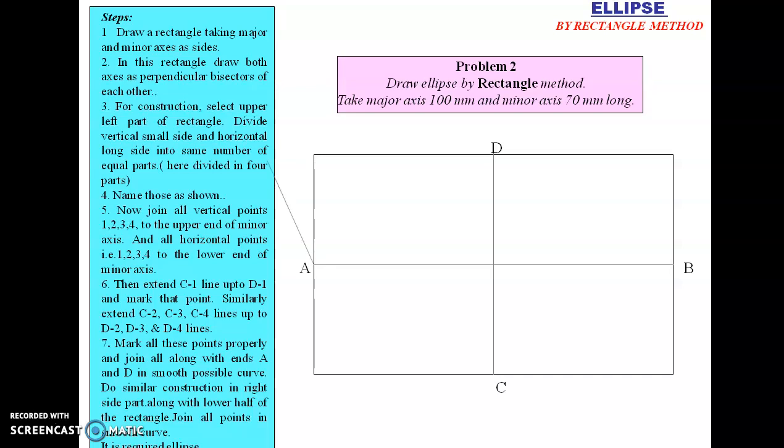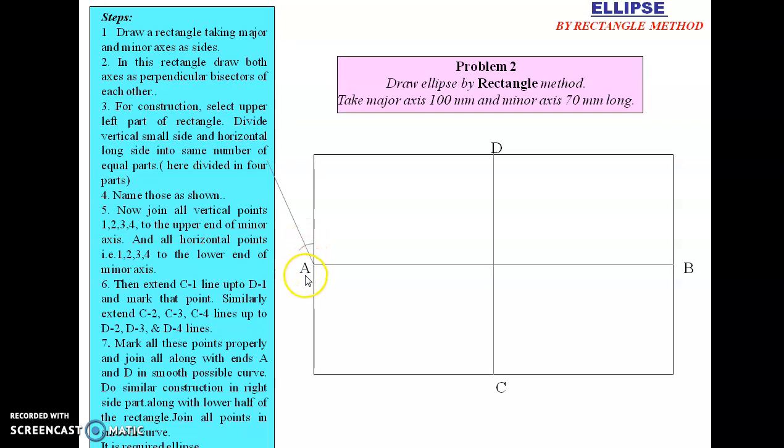Now in this rectangle draw both axes as perpendicular bisectors of each other. After that, for construction select this upper left part of the rectangle.